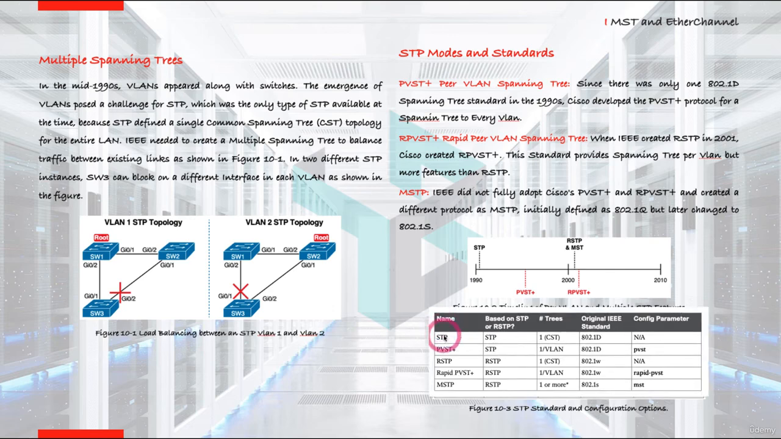In the table here you can see the names of the protocols: STP, PVST Plus, RSTP, Rapid PVST Plus and MSTP. We can only implement STP for a single network, but we can apply PVST Plus for every VLAN. We also apply RSTP to only one VLAN, but we can apply Rapid PVST Plus for each VLAN, and in MST we can apply one or more. Here we also show the configuration parameter.